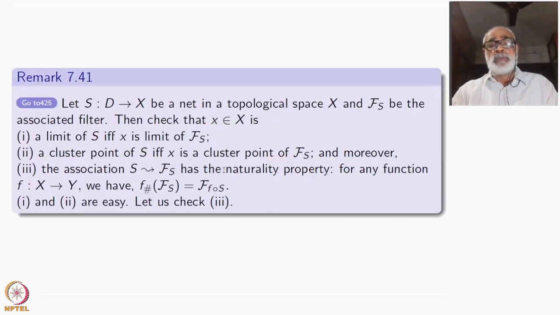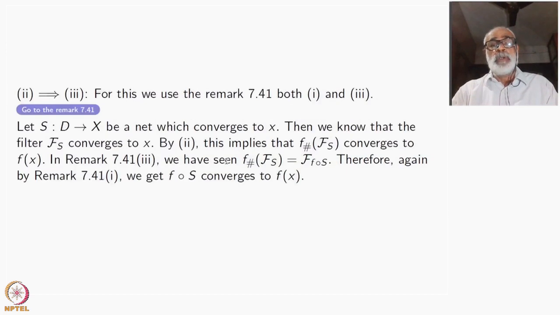All right. So let me go back to the proof of this thing. 2 implies 3. Start with a net S from D to X. Let S converge to this point x. Then we know that the filter F_S converges to x. By 2, f check of F_S converges to f(x). So by this remark that we have seen, f check of F_S is nothing but the filter associated to f composite S, right? Therefore, again by this remark, we get f composite S converges to f(x). Okay, f(x) is a limit of this filter, the same thing as saying that f composite S, the function, converges to f(x).